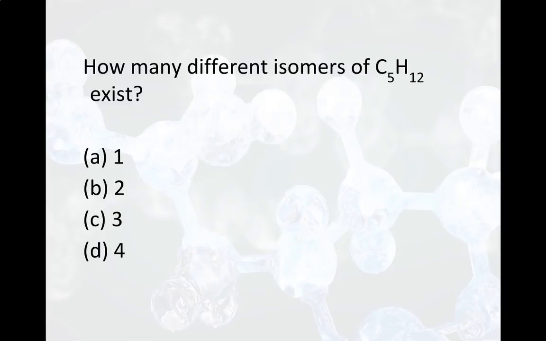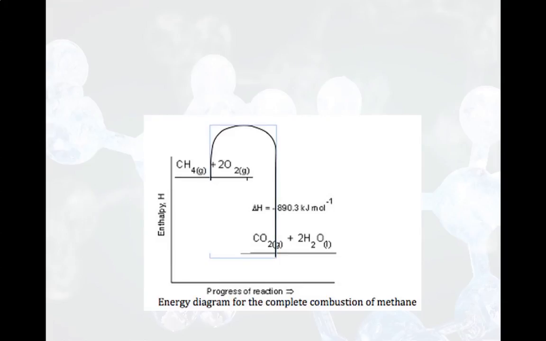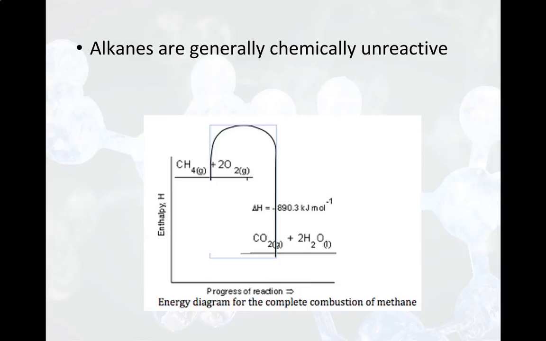So how many different isomers of C5H12, in other words pentane, exist? You're correct if you got C, 3 of them. Good. So back to our combustion reaction. Alkanes are generally chemically unreactive. Something's got to happen to make that reaction happen.